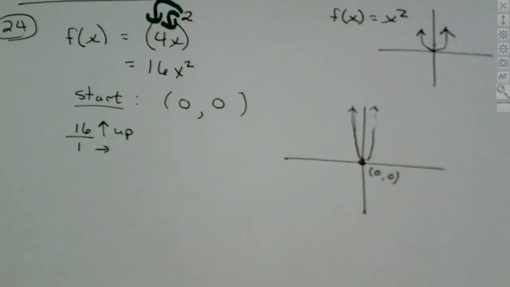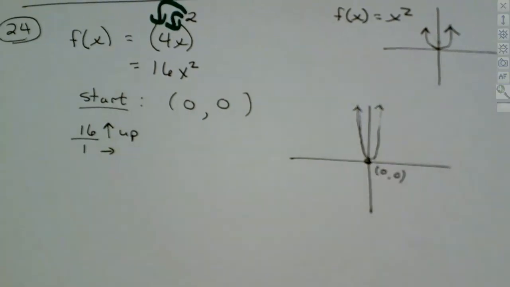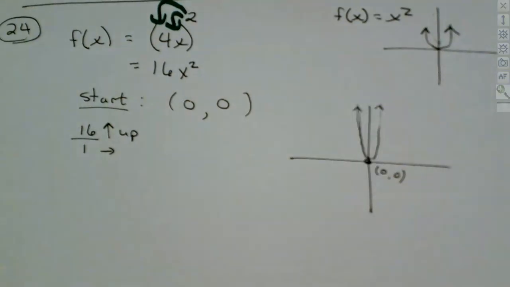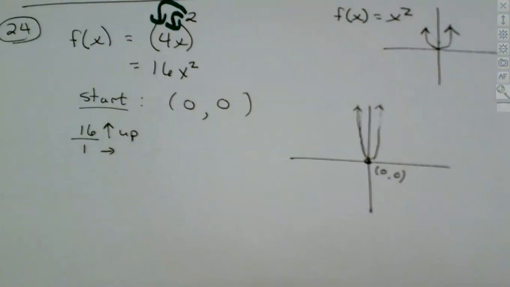So what are some key things? Make sure it starts at 0, 0. Make sure it's going up and not down. Make sure it looks like this and not a V or an S or anything else. So I'm going to look for the shape, where it starts at, and make sure it's really close together. Not way spread out, close together.